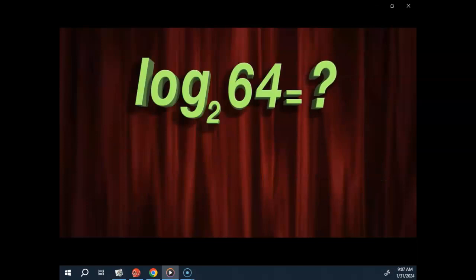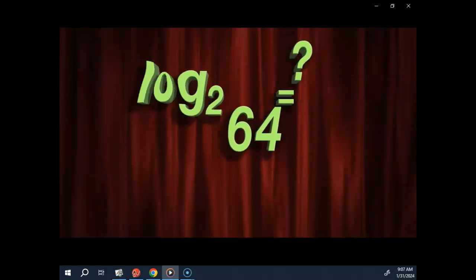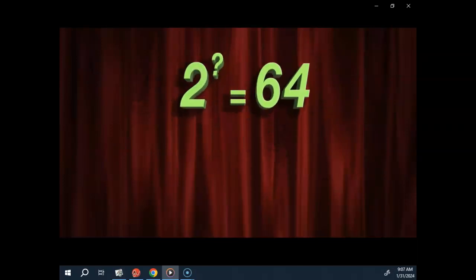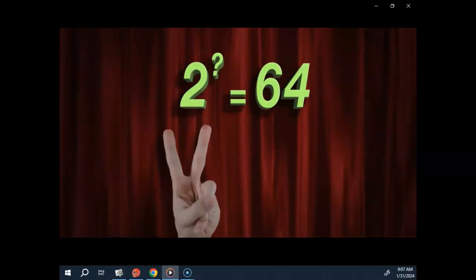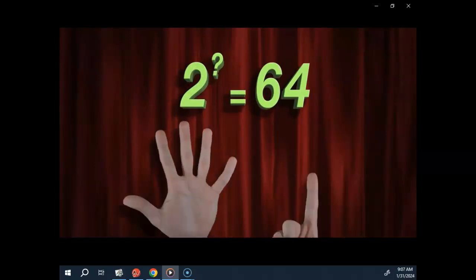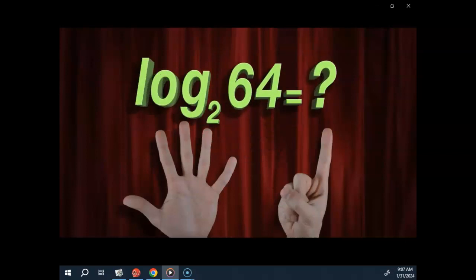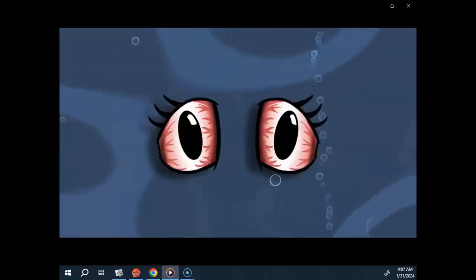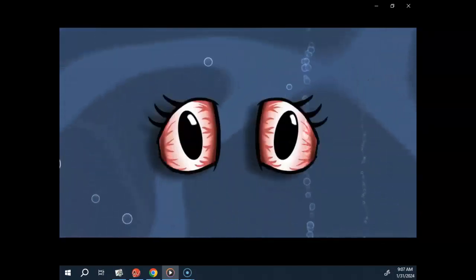So what is log base 2 of 64? In other words, 2 raised to what power is 64? Well, use your fingers. 2, 4, 8, 16, 32, 64. So log base 2 of 64 must equal 6. So what does this have to do with my eyes turning red in some swimming pools and not others?